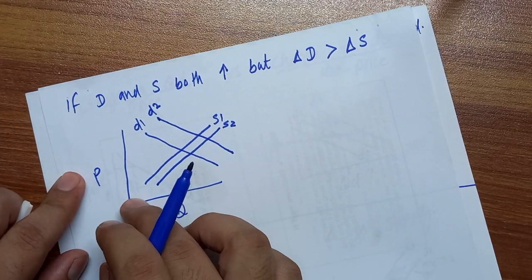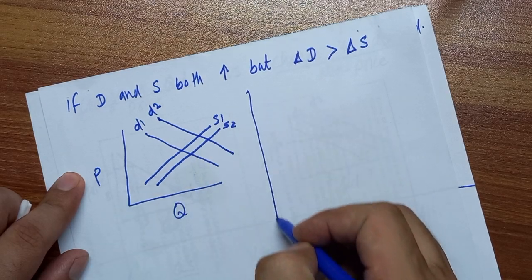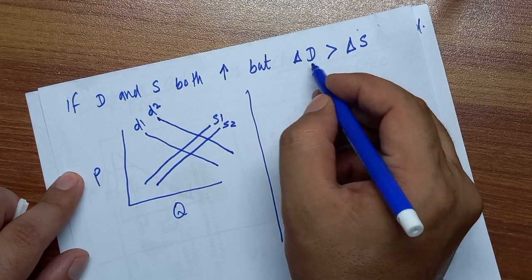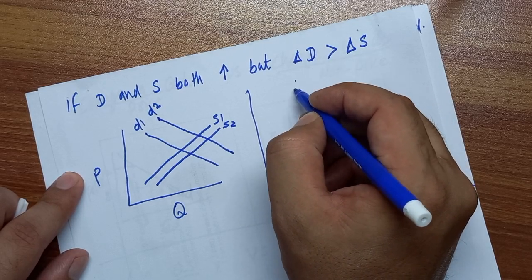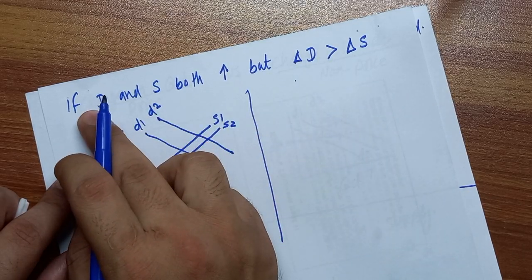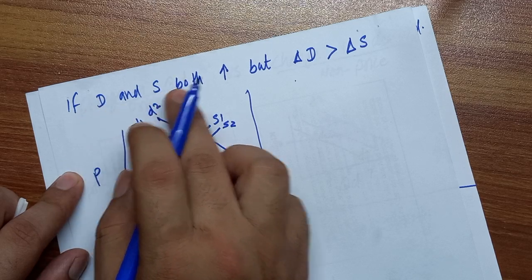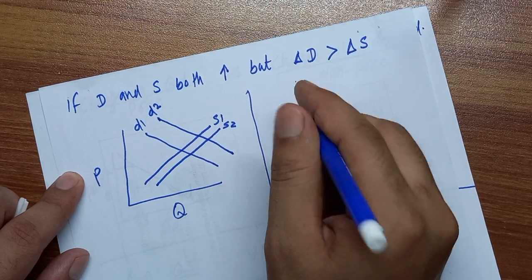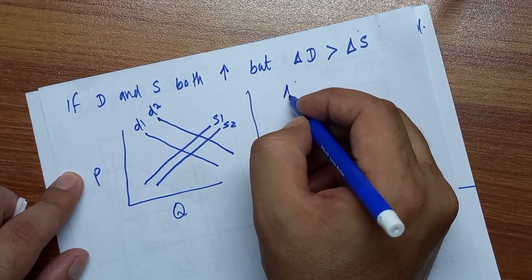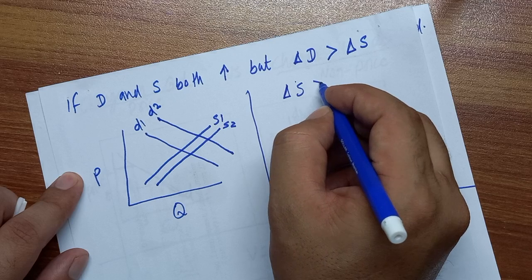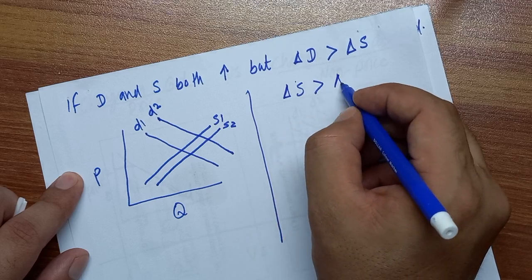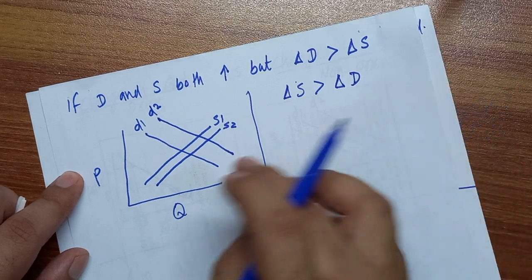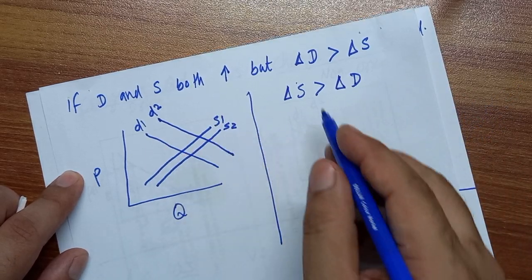And the same question, I am just changing this. Let's say we increase demand and supply both, but the change in supply is greater than the change in demand. So here the structure should be opposite.